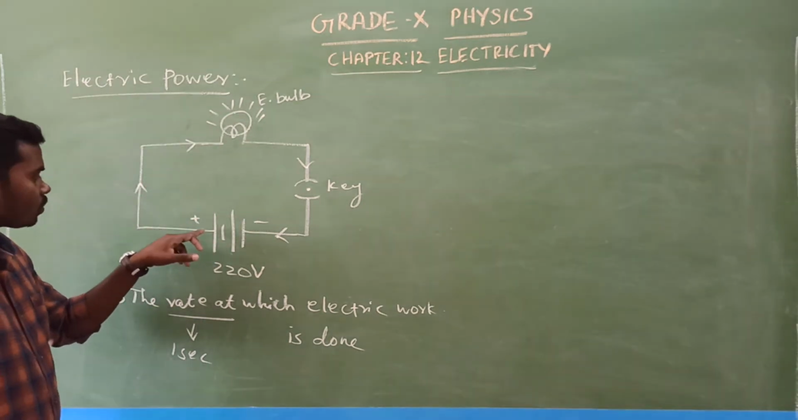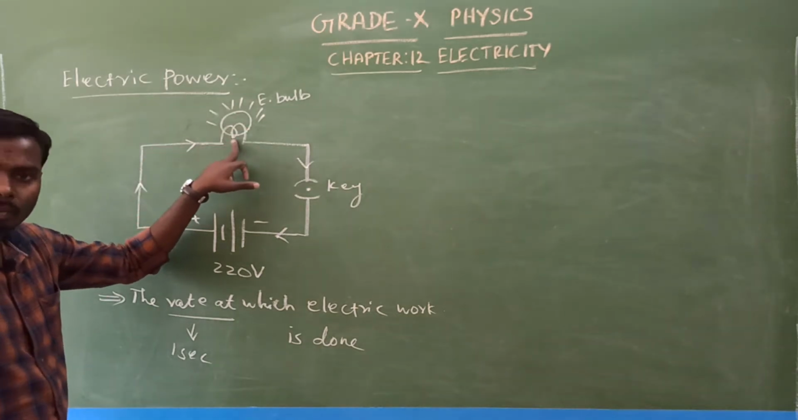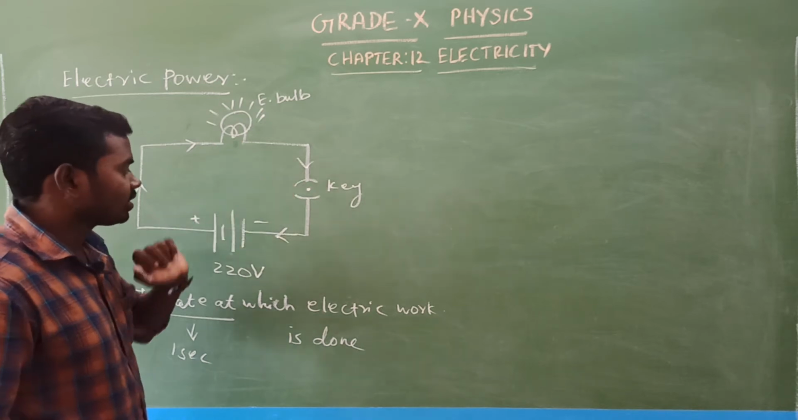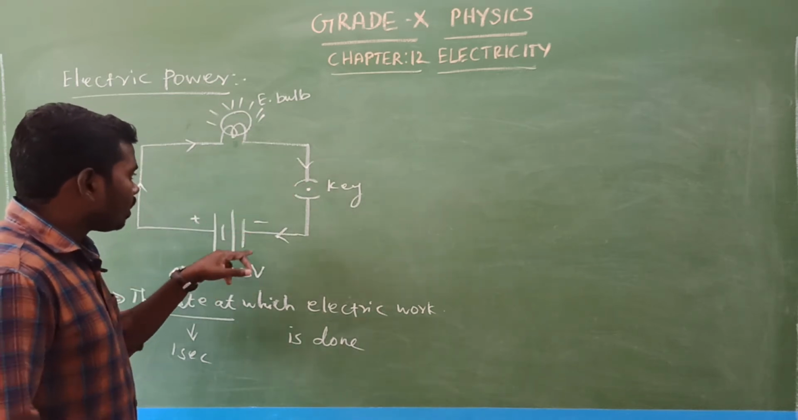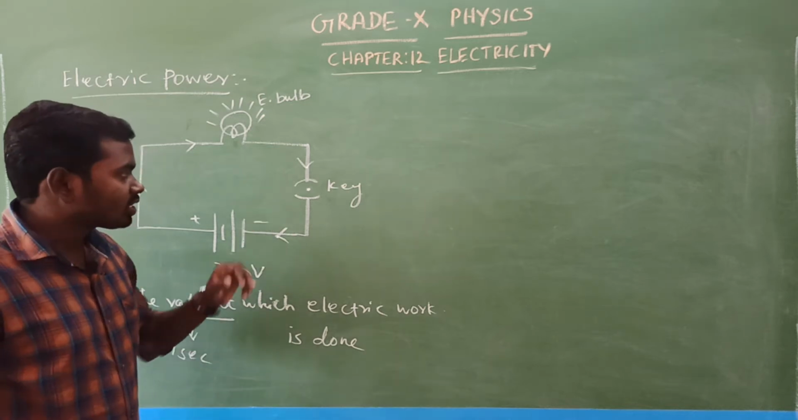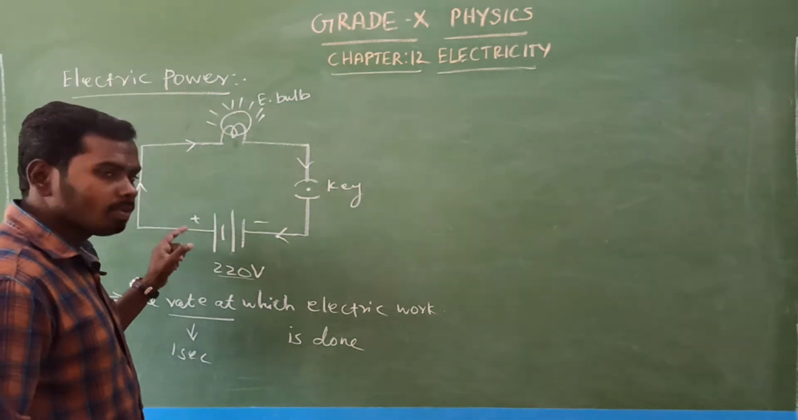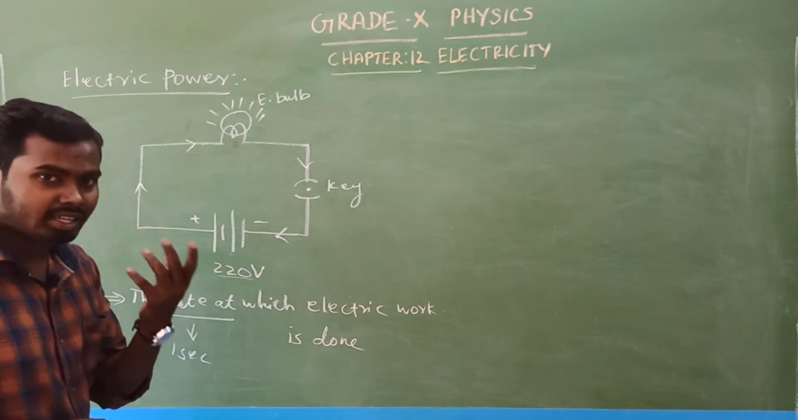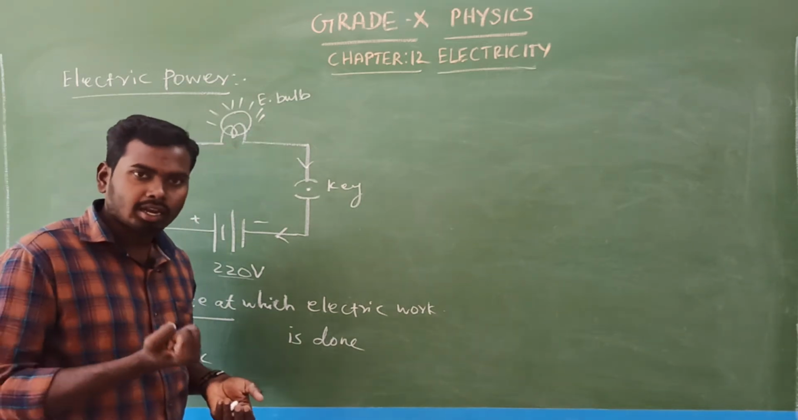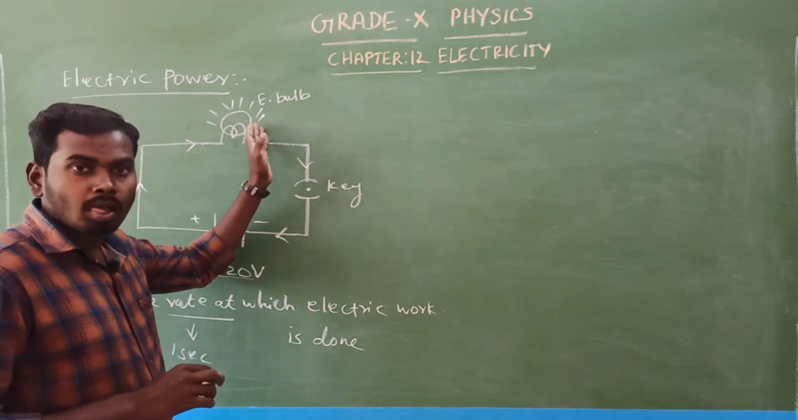Battery is here. So across the two terminals of the battery we have connected an electric bulb. An electric bulb is also one of the electrical appliances. Yes, the key is here. So when we switch on, a 220 volt potential difference is applied. When we switch on this circuit, what will happen? Due to the potential difference there will be some amount of current, which means electric energy, isn't it? Yes. So this electric bulb consumes the electrical energy and converts this electrical energy into light energy.